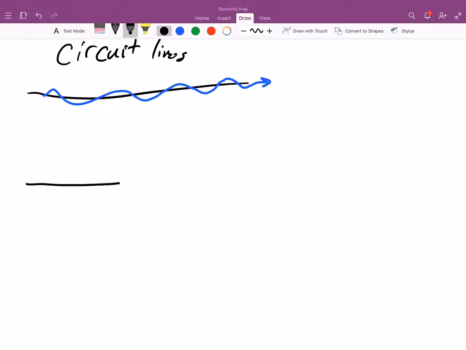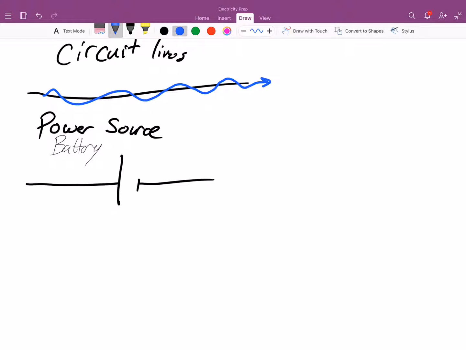When we have a line with a break accompanied with two parallel lines, we have a power source. This is usually a battery. We expect to have electricity flowing from the positive direction into the negative direction.